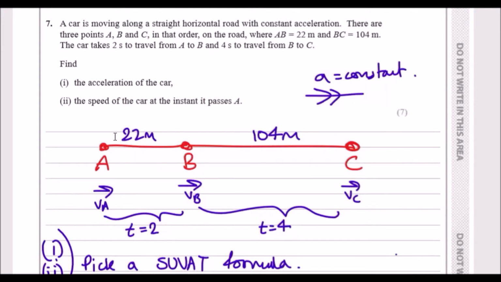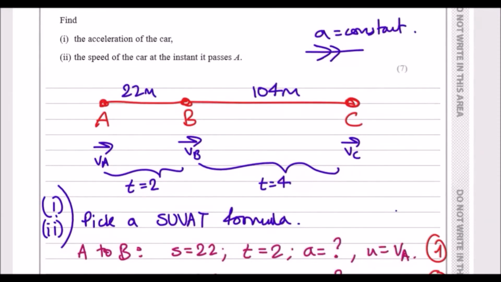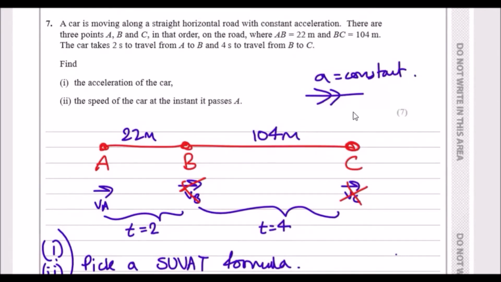Now, the car takes 2 seconds to travel from A to B, so I labeled it 2 seconds here, and 4 seconds from B to C. They did not give you the speeds yet, so I just called it the speed at A, which is VA, VB, and VC. Now, they want us to find the acceleration of the car, the constant acceleration A, and the speed of the car at point A. So that's really it. So essentially, I could just cross out these ones right here because we don't really need it in this question. So what do you do?